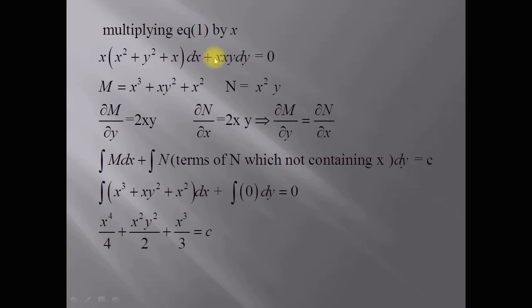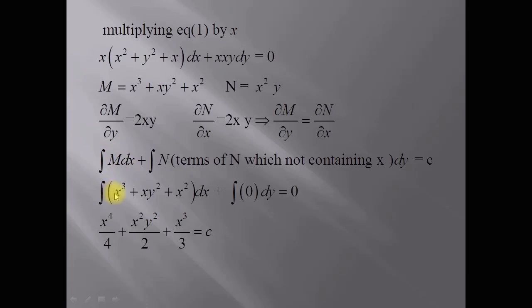Now you can easily find the solution of this exact differential equation by taking this formula: integration of the M function with respect to x, plus integration of those terms of N which do not contain x with respect to y, is equal to c. Dear students, note that in this new differential equation the N function contains only one term, which contains x, so in this example we skip the integration of the N function and take only the integration of the M function with respect to x.